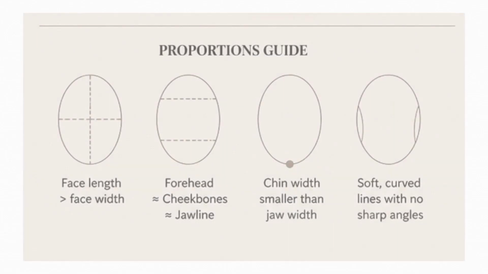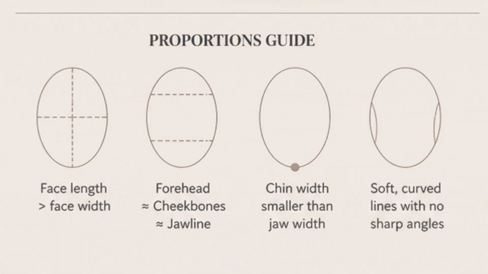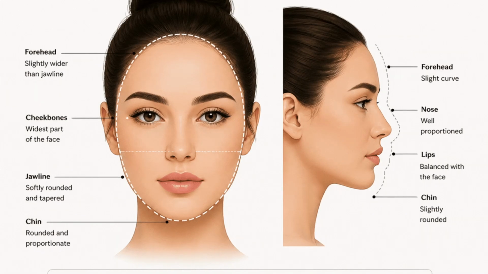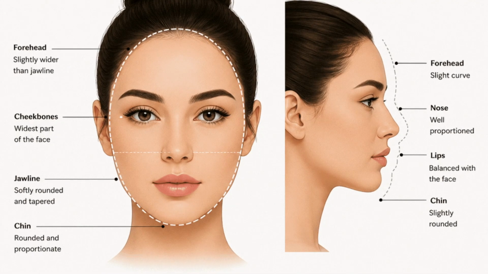So now that we have this down, we are going to move on to the various face shapes, and the first on my list is an oval face. So how do you identify an oval face? When it comes to an oval face, the length is always greater than the width. The face is longer than it's wide. The second thing is the forehead width, the cheekbone width, and the jawline width are usually the same. The next one is the length of the chin is usually smaller than the jawline.